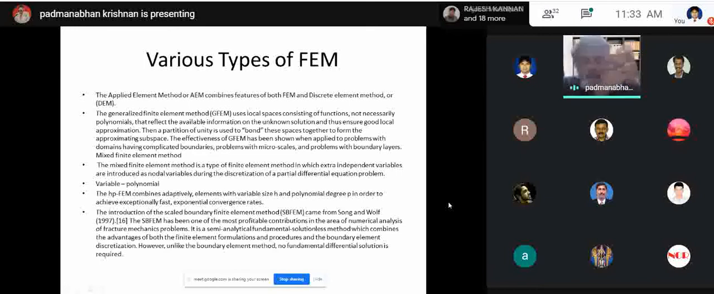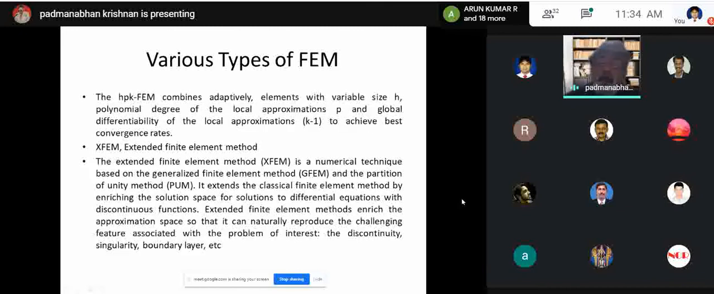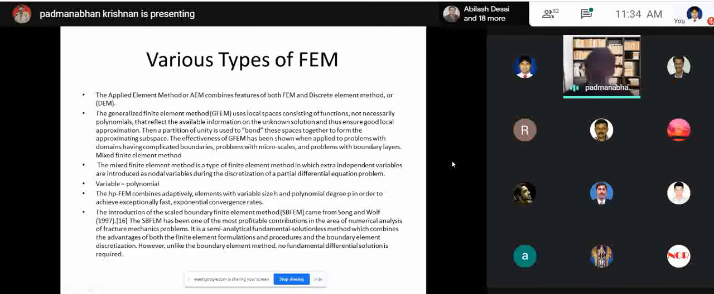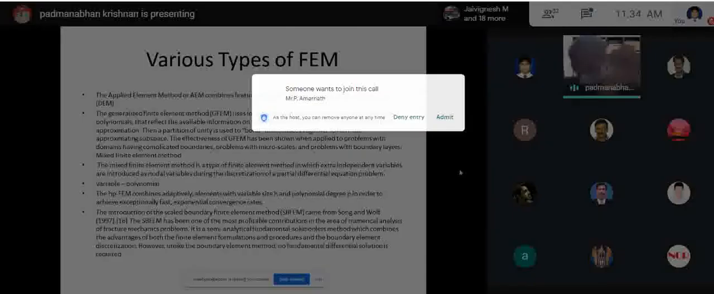What are the various types of finite element methods available? We have the applied element method, or AEM, then the generalized finite element method, which uses local spaces considering functions which are not necessarily polynomials. So the unknown solutions ensure good global or local approximation. Microscale problems, boundary layer problems, mixed finite element problems all use what is called a generalized FEM.